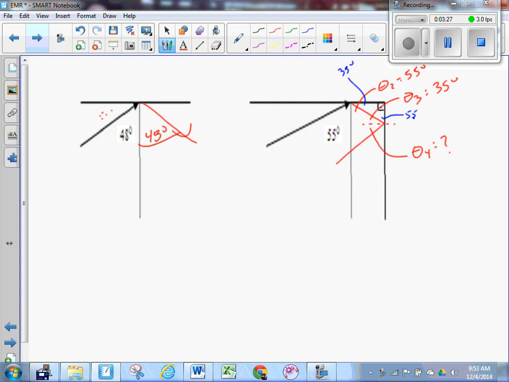Does that make sense? The sum of the angles inside that triangle has to add up to be 180 degrees. We know that we've got 35 and 90. This one, therefore, has to be 55. And if this is 90, because the normal line is always drawn perpendicular to the boundary, and this is 55, then this one's going to be 35 degrees.